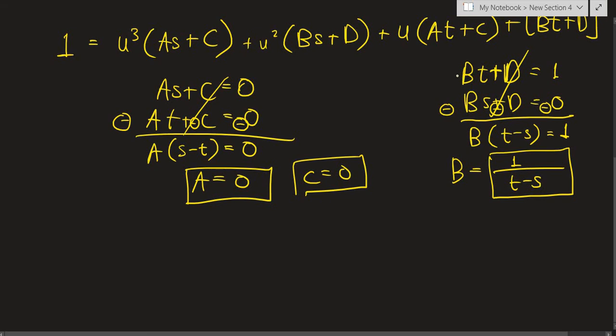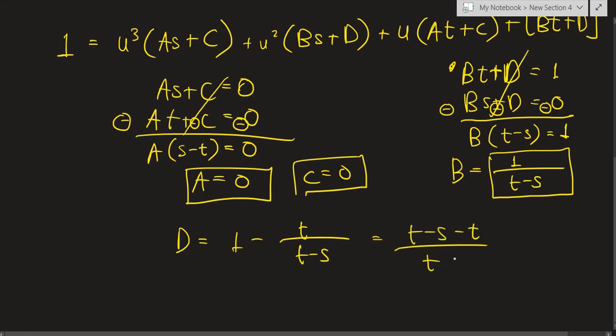Now using this first equation over here, we have d is equal to 1 minus bt. We know b, just multiply by t, so we have t over t minus s. We just simplify this: (t minus s minus t) divided by (t minus s). The t's will go out. We have negative s over t minus s. That's basically your d. So we have found our values for a, b, c and d.